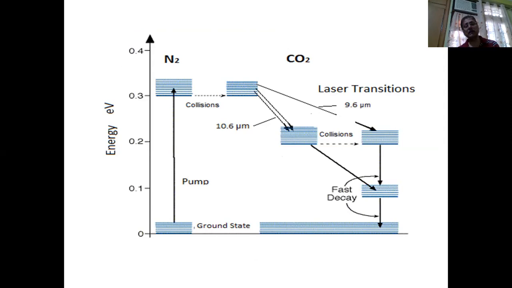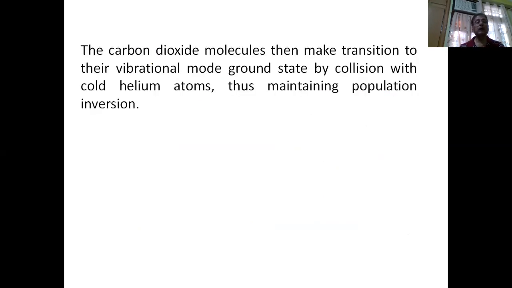Now, this is the energy level diagram for a carbon dioxide laser. As we can see, through the pump, we excite the atoms of nitrogen, which through collision pass on their energy to the CO2, which makes laser transition at 9.6 micrometer and 10.6 micrometer over here. And from here, they need to be brought down to the ground state to be pumped again. The carbon dioxide molecules make transition to their vibrational mode ground state by collision with cold helium atoms, thus maintaining the population inversion.